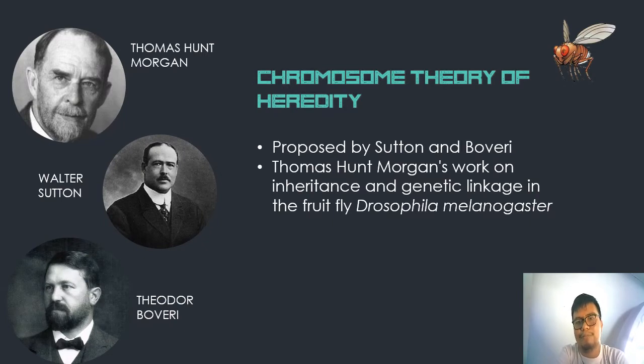Aside from the experiment about Drosophila, we have to look back as well on the theory proposed by Theodore Boveri and Walter Sutton. So, we have the chromosome theory of heredity. As I've said a while ago, it was proposed by Boveri and Sutton. So, ano yung kinalaman ni Thomas Hunt Morgan dito? Thomas Hunt Morgan worked on inheritance and genetic linkage in the fruit fly, Drosophila melanogaster, and provided incontrovertible evidence for the proposal. The unifying theory stated that inheritance patterns may be generally explained by assuming that genes are located in specific sites on chromosomes.